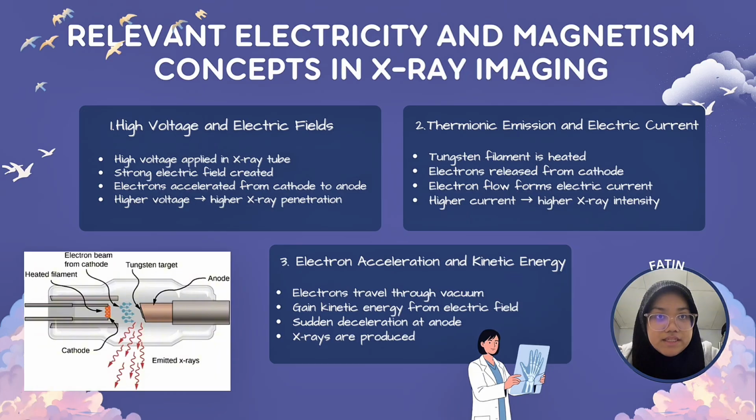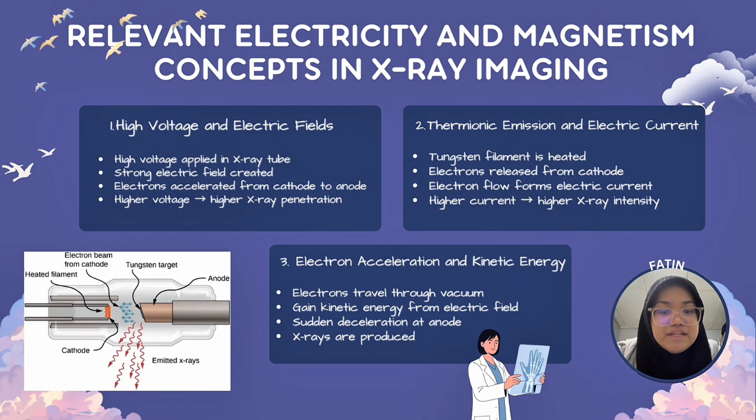My name is Fatin and I will explain the electricity and magnetism concepts used in X-ray imaging. First, high voltage and electric fields. X-ray machines use very high voltage to create a strong electric field inside the X-ray tube. The field accelerates electrons from the cathode to the anode. Higher voltage gives electrons more energy and produces X-rays with greater penetrating power.